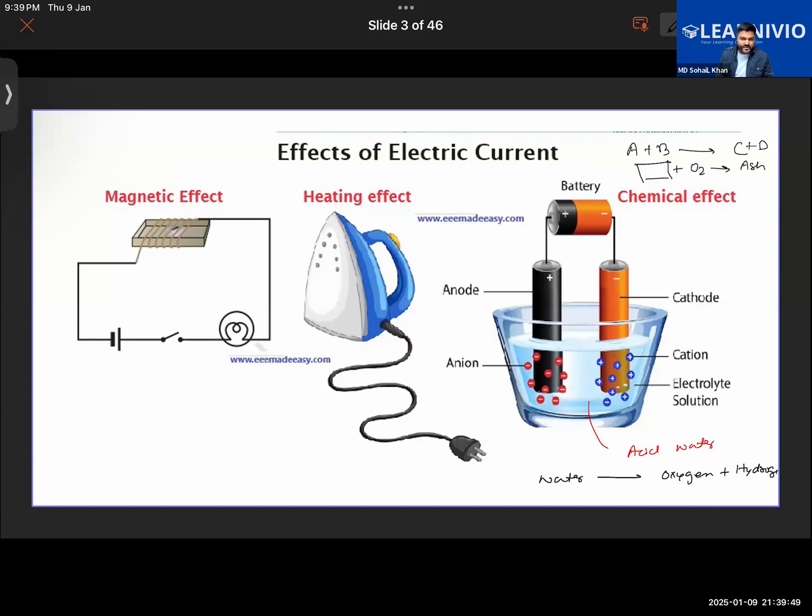So that's the basis of the chemical effect, that when electric current passes through a given material, it will lead to some chemical reactions. A very simple example is water, particularly acidic water that contains acid or any other impurities in it. When electric current is made to pass through this, the water splits up. A chemical reaction happens and it splits up into oxygen and hydrogen, which are its components. Getting it, everyone?